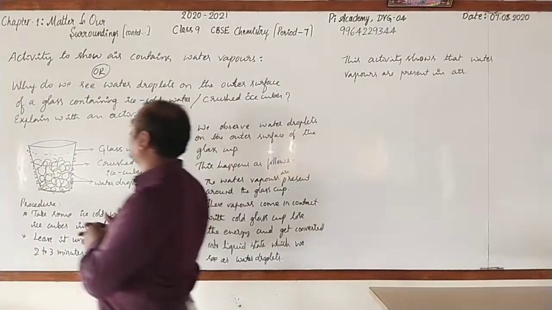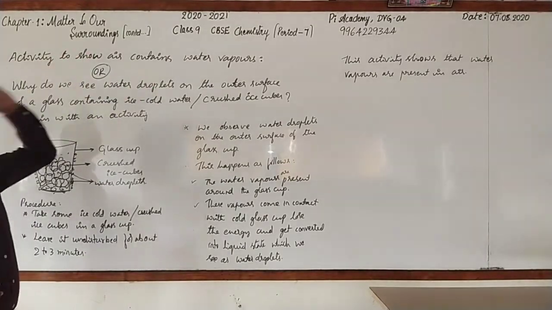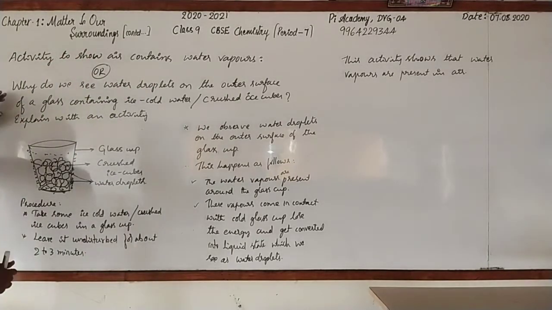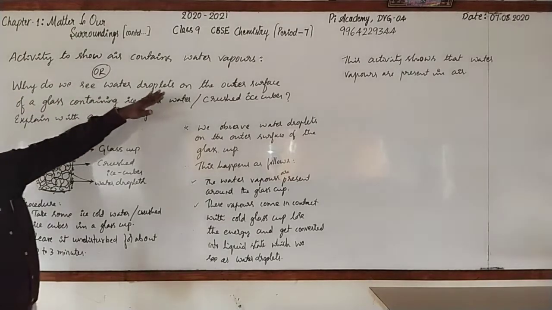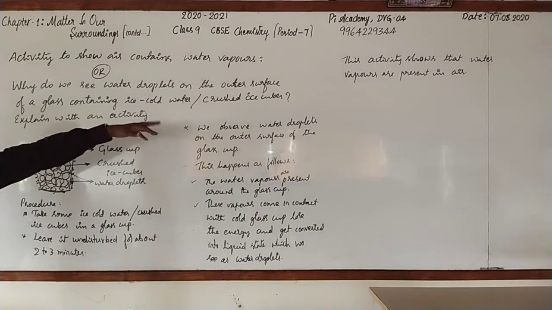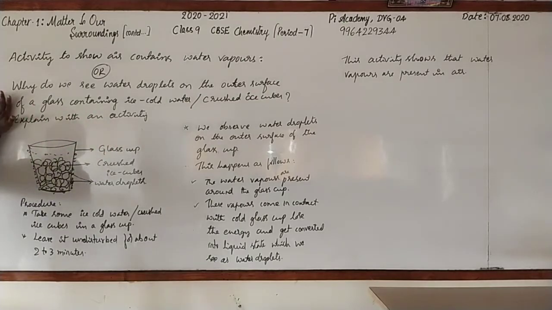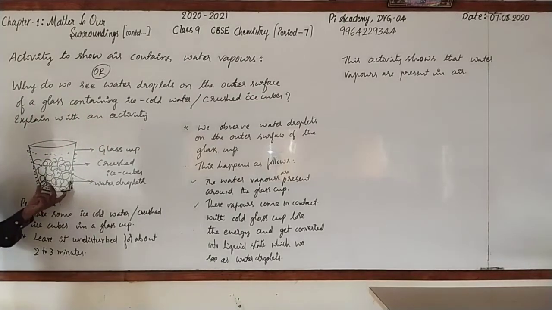Dear students, observe this question: the activity to show air contains water vapors can also be asked in another way, like this. Why do we see water droplets on the outer surface of a glass containing ice cold water or crushed ice cubes? Explain with an activity. This was the question asked in the examination. You will have to draw the figure like this and label the parts. We have taken a glass cup, then crushed ice cubes are taken, then you can notice the water droplets after some time. Here is the explanation, point wise.